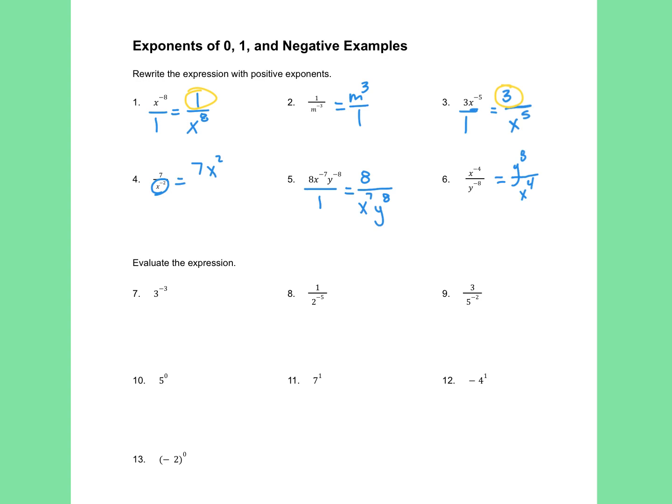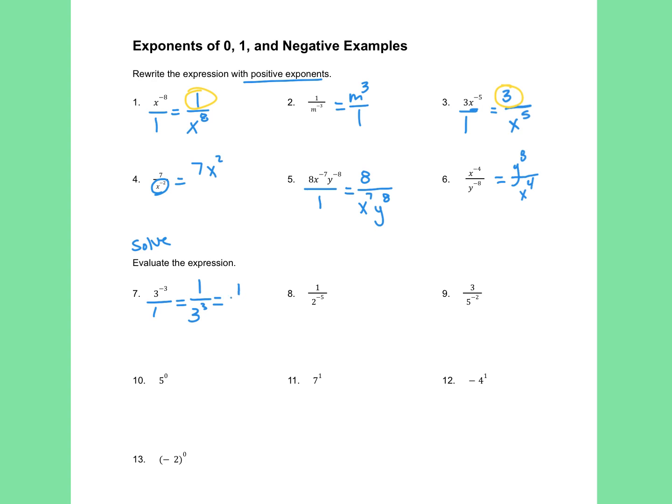Okay, so that was rewriting with just positive exponents. Now we're going to look at actually evaluate, which means we're going to solve the expression. So first, let's think of this as a positive exponent. So think of this as over 1. We're going to move this down to the bottom to make it positive. I can't have nothing on the top, so I'm going to have that 1 for a placeholder.